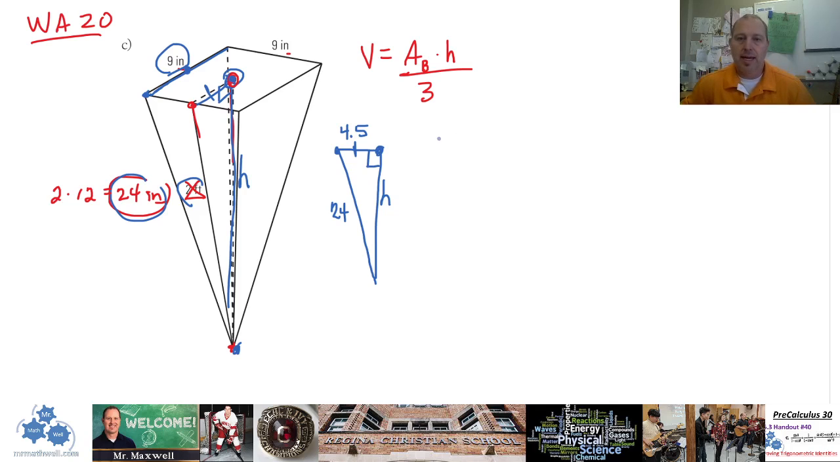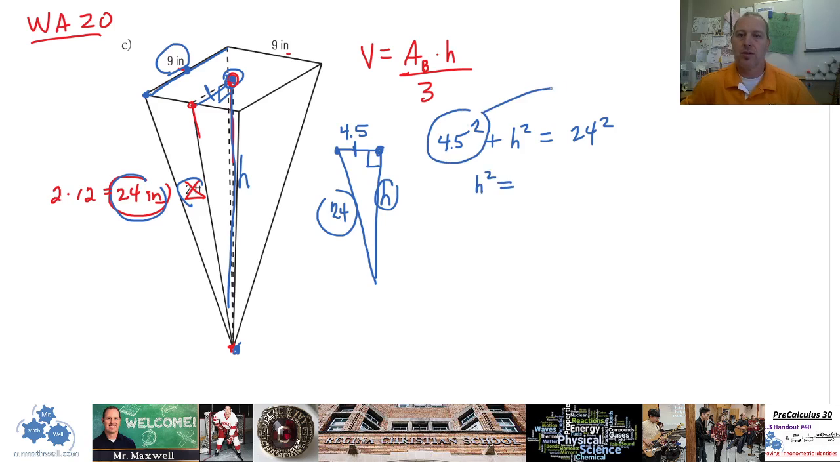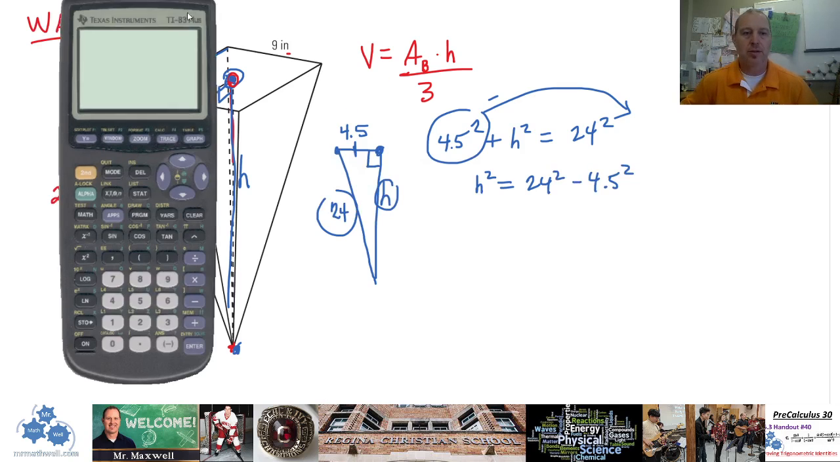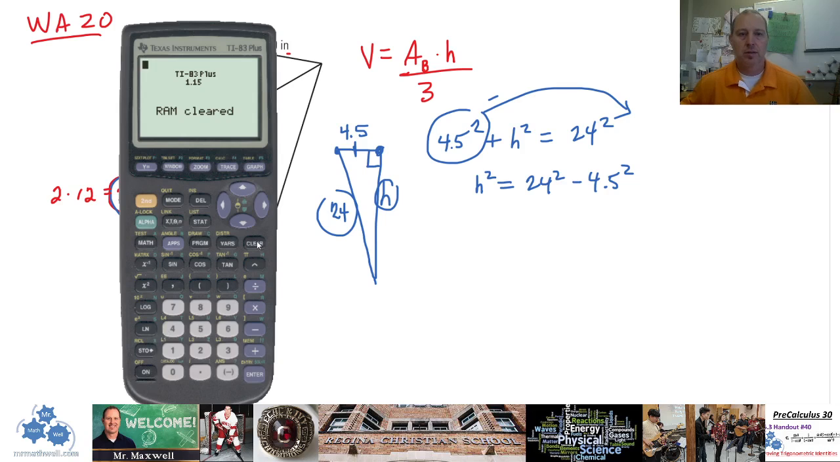So I'm going to let the square of one leg of this right triangle, 4.5 squared, plus the square of the other leg, h squared, equal the hypotenuse, which is 24 squared. All right, so I'm going to get this over to the other side, right? You have to subtract. So h squared is going to be 24 squared minus 4.5 squared. And we'll do that on our calculator here. You don't have to be able to do that in your head. That's okay.